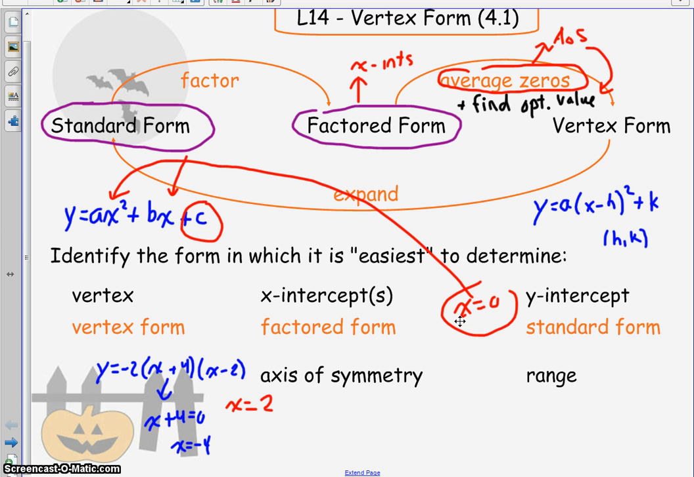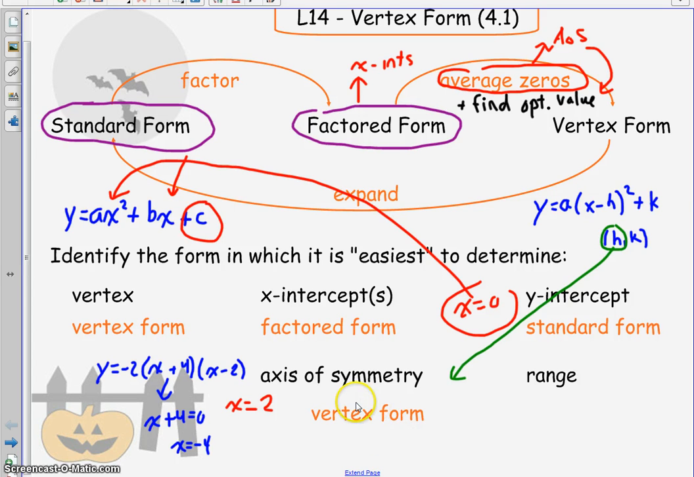Okay, for the axis of symmetry, a lot of people often think that factored form is the easiest one to get the axis of symmetry from because you get your zeros or x-intercepts relatively easily. Then you can average them out to find the axis of symmetry. And it's true, it's not actually that difficult to do. But even easier is to look at vertex form. Remember, the axis of symmetry is the x value of the vertex, so it's just the h value. So if you have the vertex, you already have the axis of symmetry. So you're going to get that much easier from vertex form.